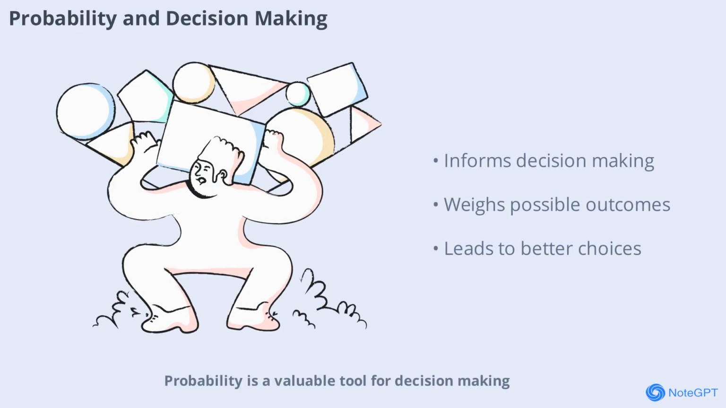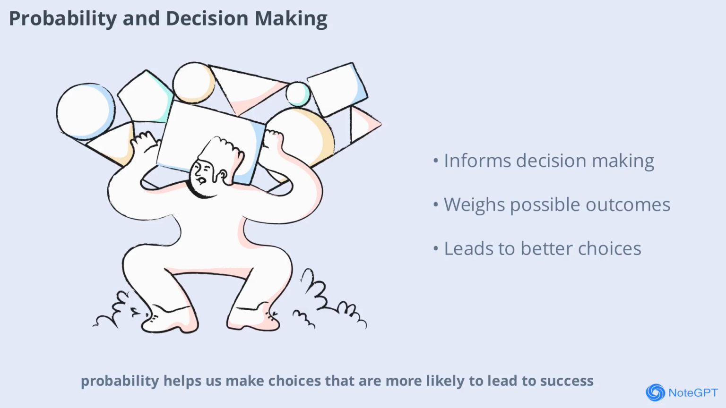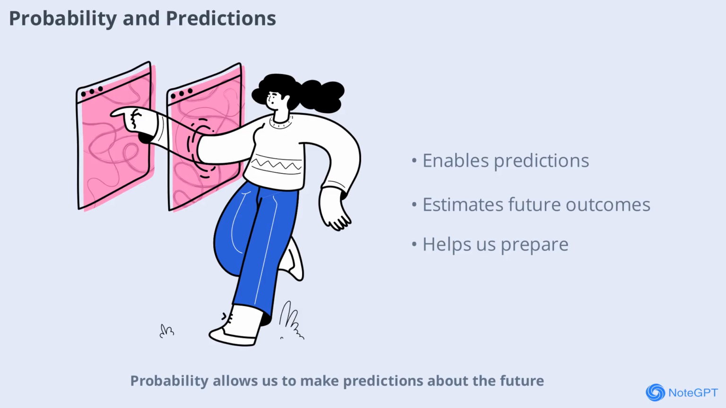Probability is a valuable tool for decision making. By weighing the chances of different outcomes, we can choose the best course of action. Whether it's in business, health, or everyday life, probability helps us make choices that are more likely to lead to success.